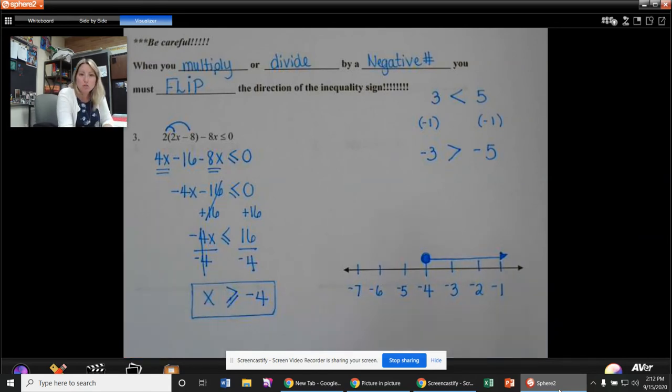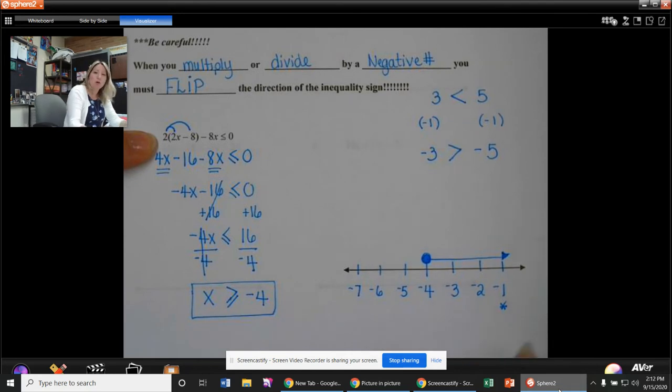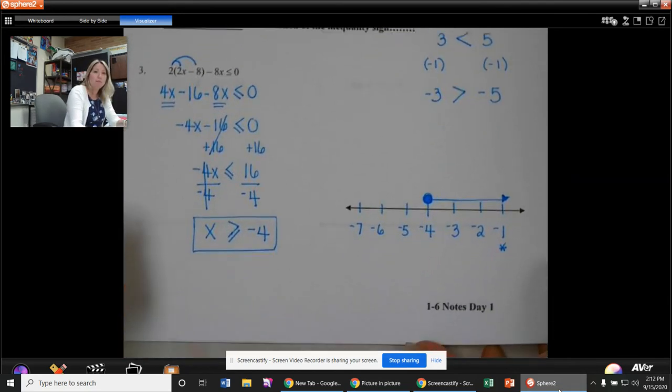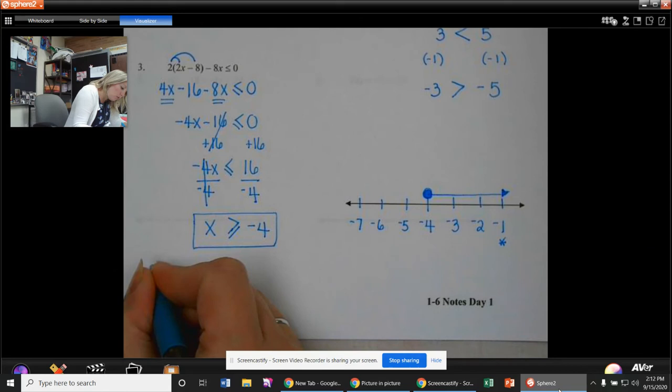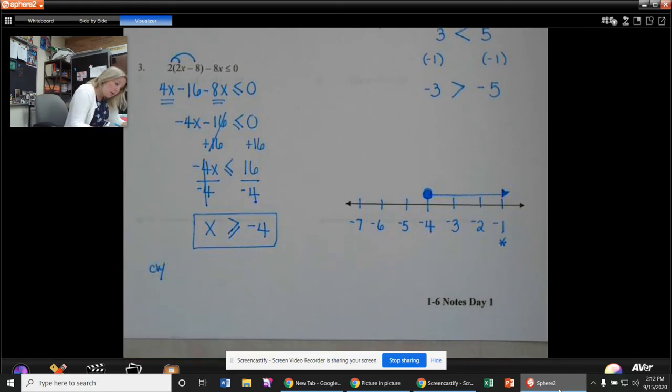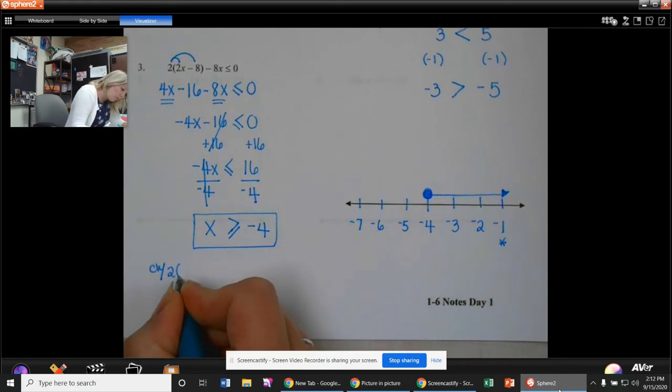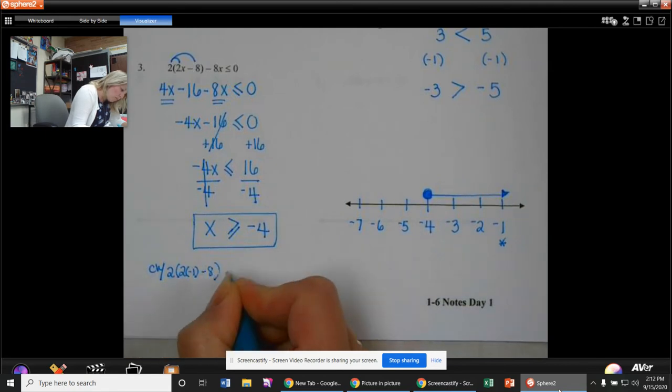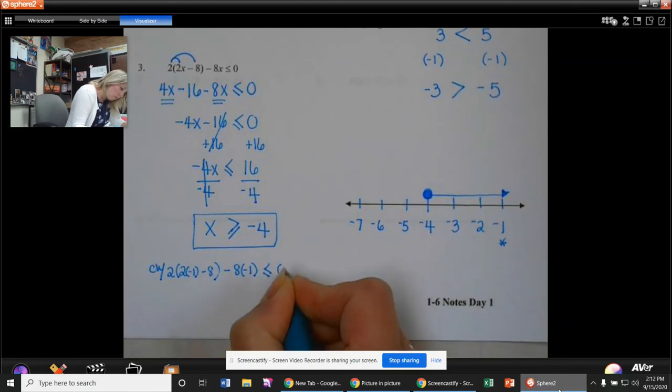Real quick, I'm just going to do something to show you that this is true, okay? I'm going to take negative 1 and check it in my original inequality. So everywhere I see an x in my original inequality, I'm going to put a negative 1 in for it, okay? Let's do that real quick. I'll mark this CK for check, and I'm going to do 2 times negative 1 minus 8 minus 8 times negative 1 should be less than or equal to 0.